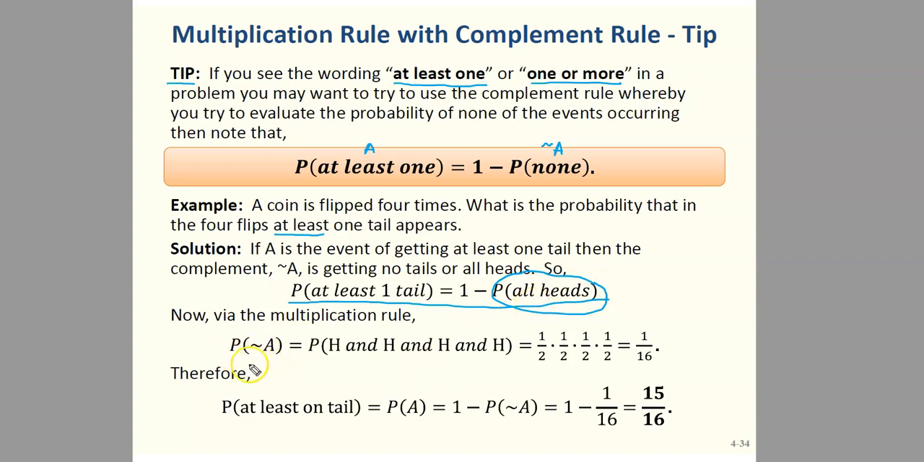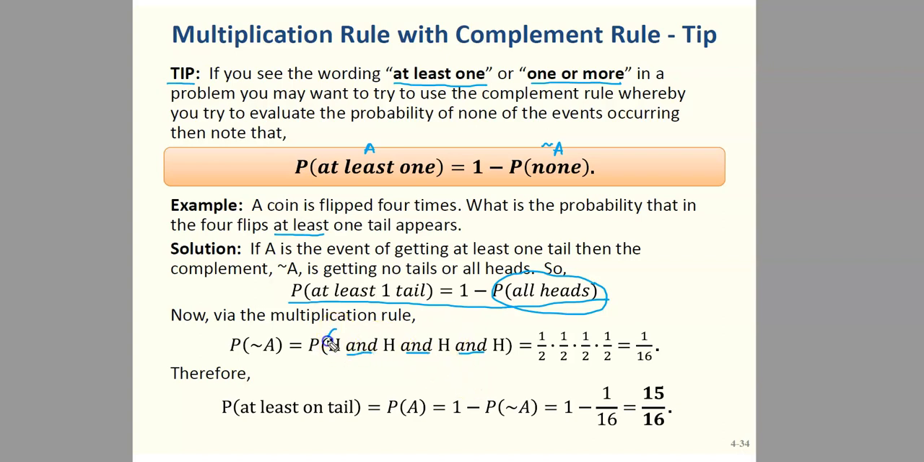So right here we have the probability of A complement, which is the probability of getting all heads. Now that's the same as getting heads and heads and heads and heads when you flip a coin 4 times. Now by the multiplication rule, well, before I do the multiplication rule, just note, you see the word "and" here. That means we're going to be multiplying. If you had the word "or" here, that would be the addition rule, right? So this is going to be the multiplication rule.